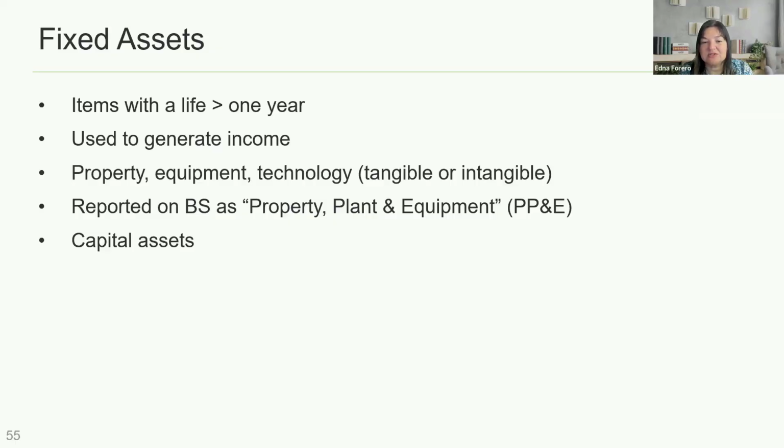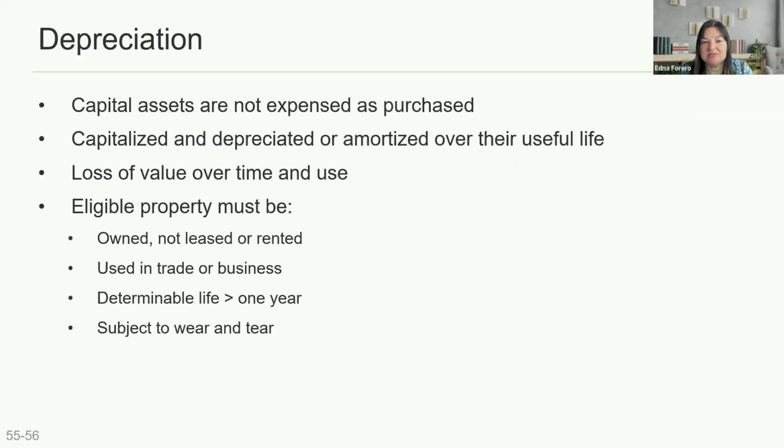So we're going to look at whether or not they'll be able to depreciate them. They're not expensed, excuse me. They're not expenses, they're purchased. They're capitalized and depreciated, or they're amortized over their useful life. So they lose value over time and use, but that eligible property must be owned, can't be leased or rented, has to be used in the trade or business. The life has to be determinable over 1 year, and it's subject to wear and tear.